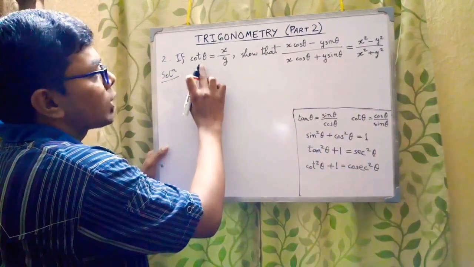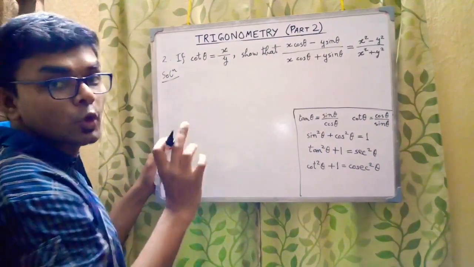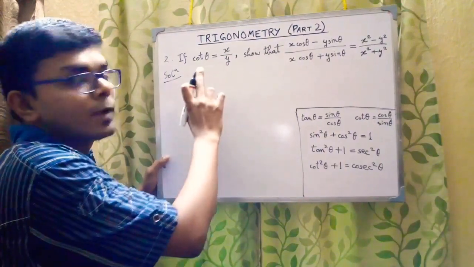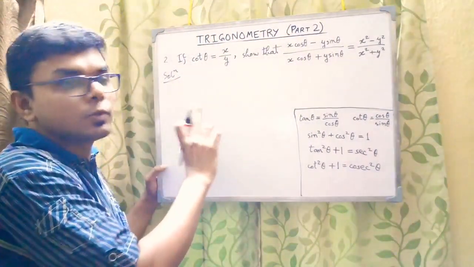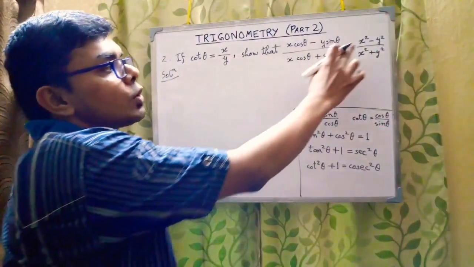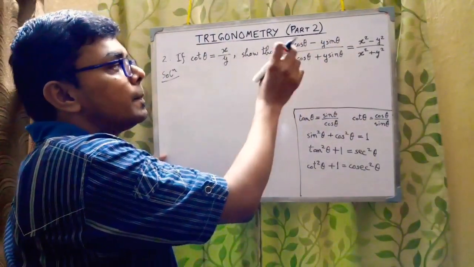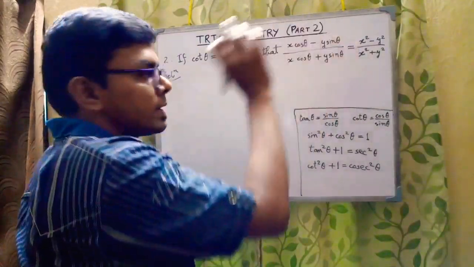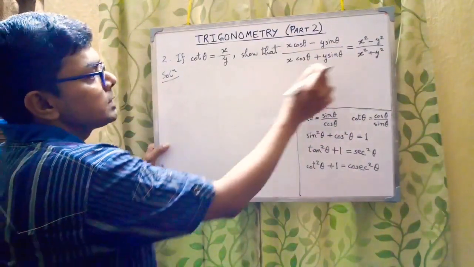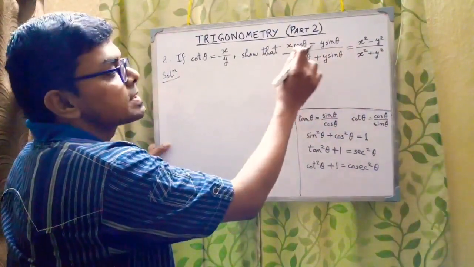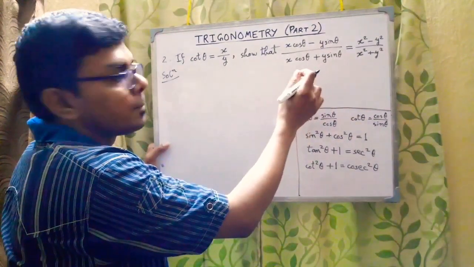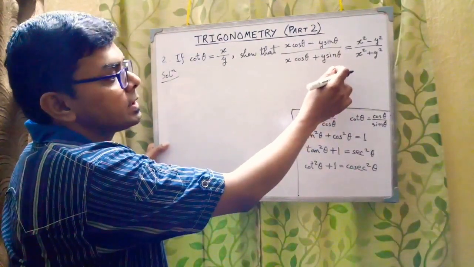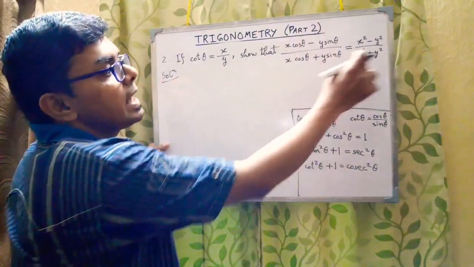it is given that cot theta equals x by y. So you must keep in mind that the value of cot theta is given. So when something is given, what you have to prove, you have to try to bring that something here, which is given, somehow you have to bring it here. Now let's see. This is the left hand side, which is x cos theta minus y sin theta by x cos theta plus y sin theta. This is the left hand side and this is the right hand side.